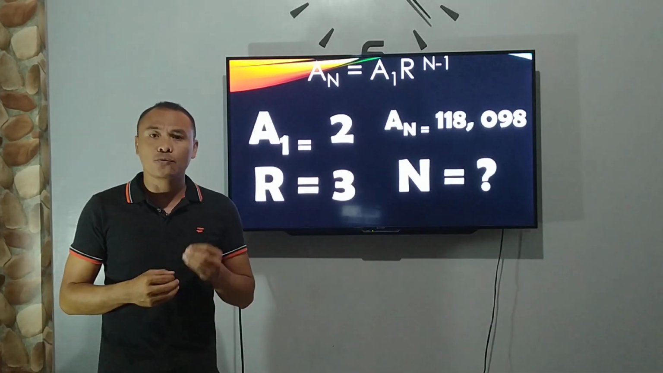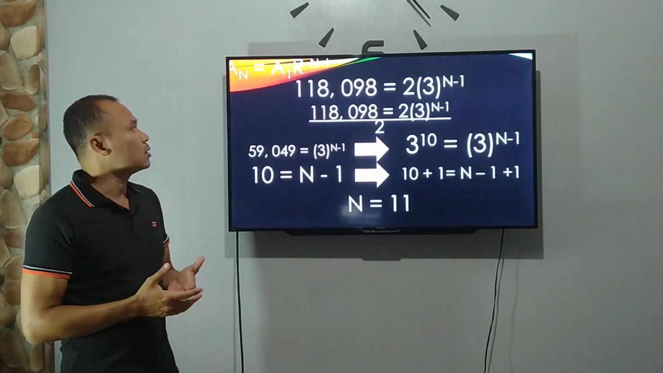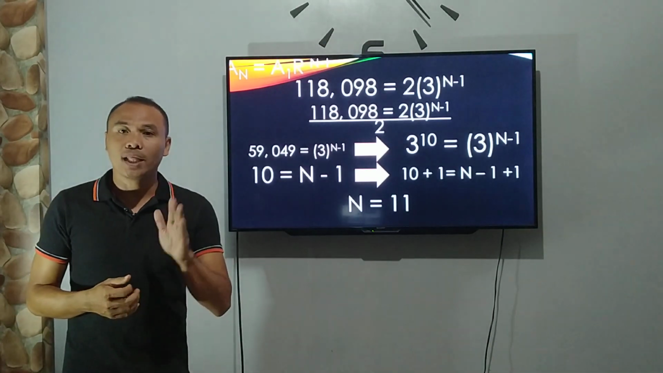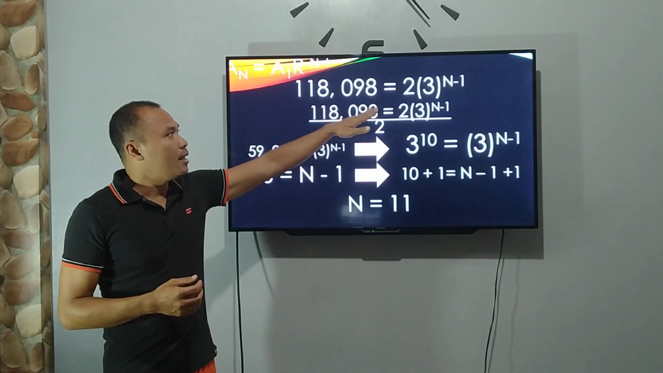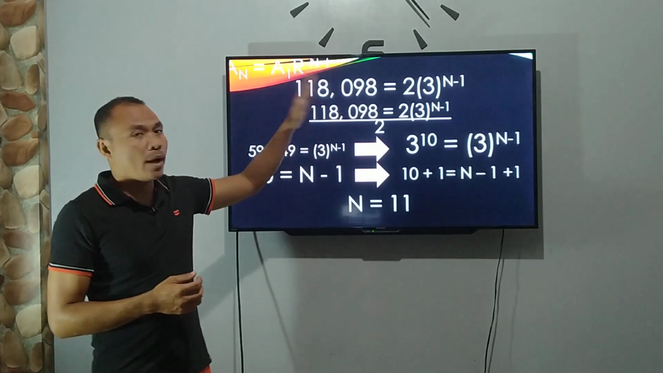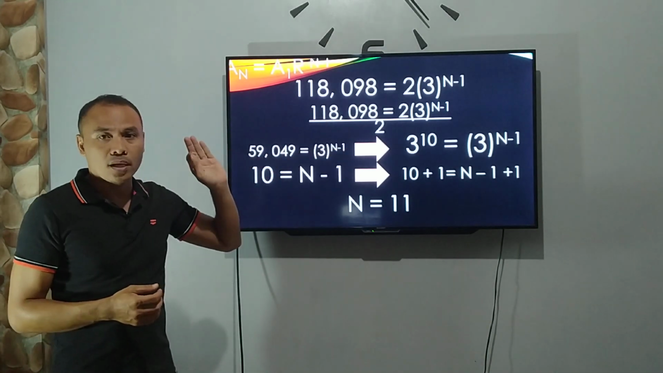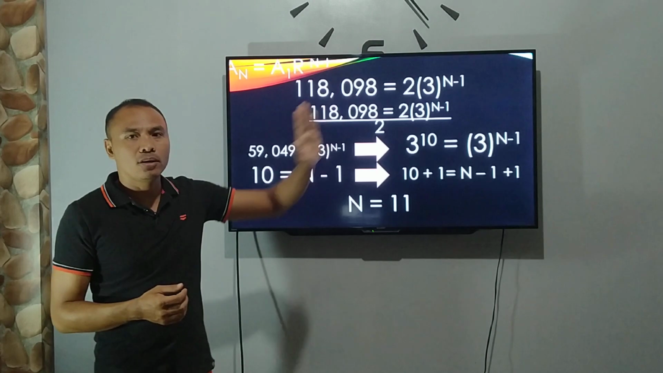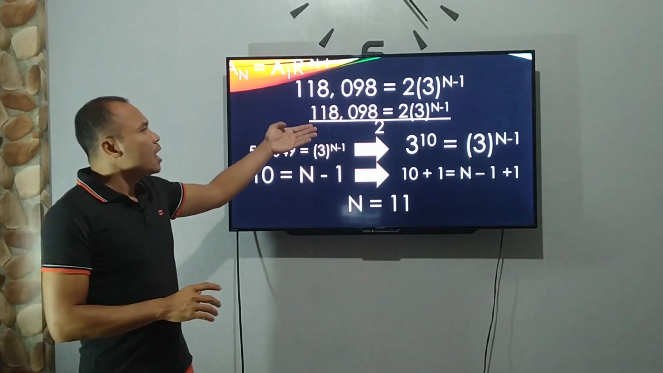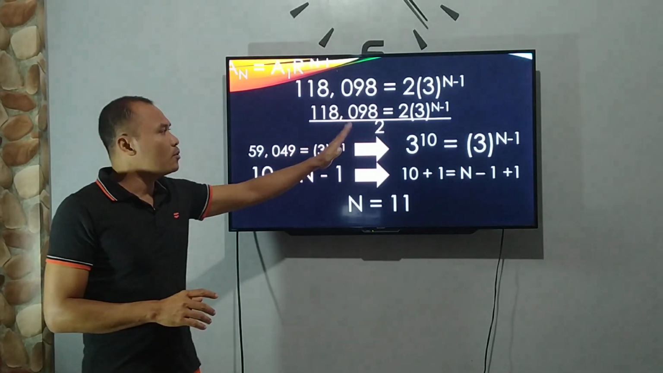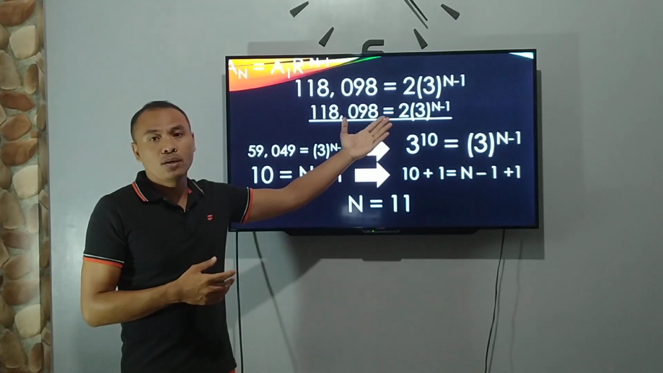So we're going to find the number of terms. Let's substitute. Since the value of a sub n, the last term, is 118,098, it's here. And that is equal to 2, the first term, times r, which is 3, the common ratio, raised to n minus 1. Next, you just copy and we have to divide it by 2. Why divide it by 2? Since we need to find the value of n.